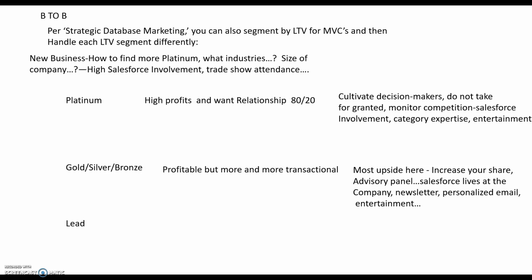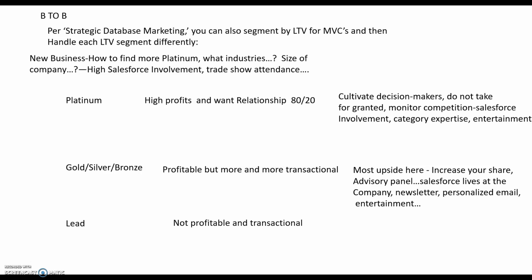Here, you're going to maybe send out a newsletter to these customers about what you're doing in their category or what's new with you and how you've improved your service. Of course, personalized emails to the decision makers and influencers, and you're going to spend on entertainment. So your growth is here, and you need to focus on it.